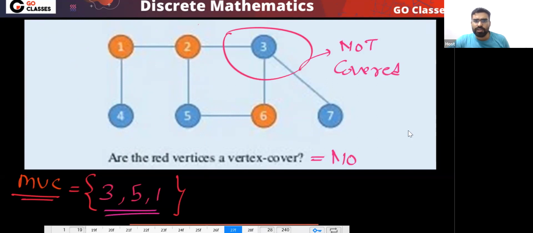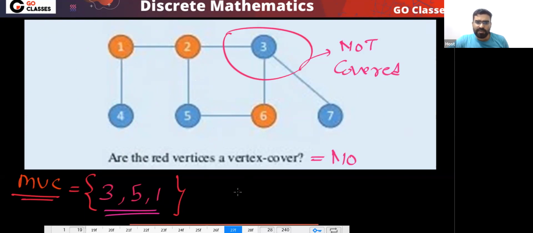Can you do with only 2 vertices? No, 2 vertices are not enough, because one of them we have to take. Yes or no? One of them we have to take, definitely. So 2 is not enough.